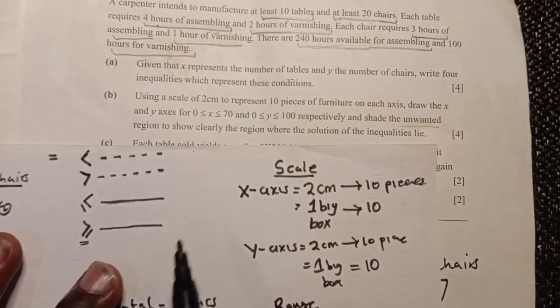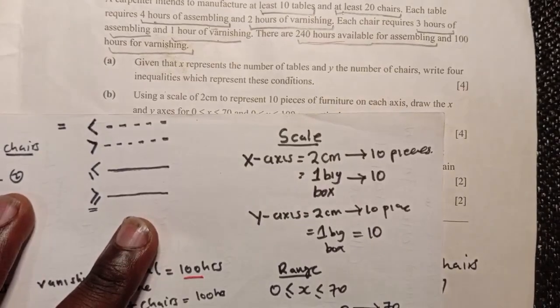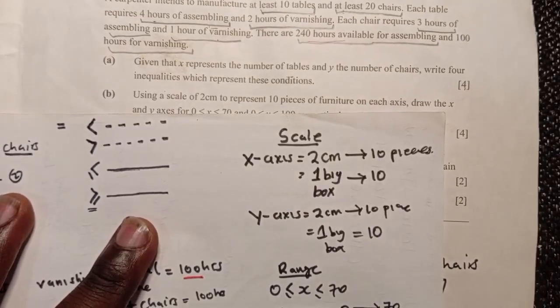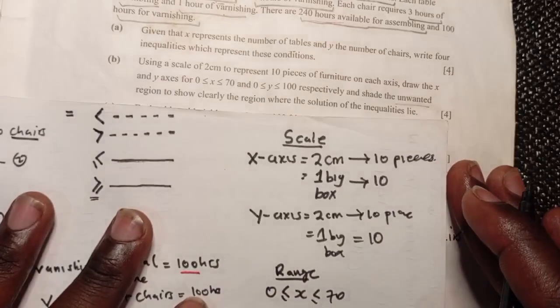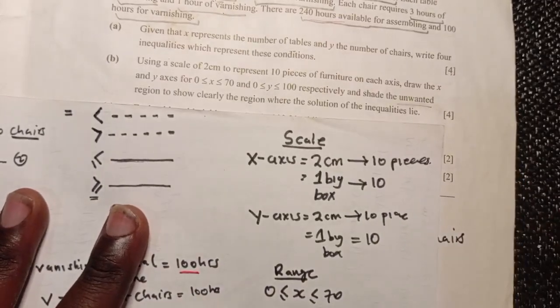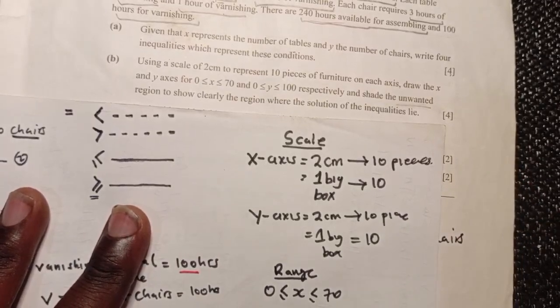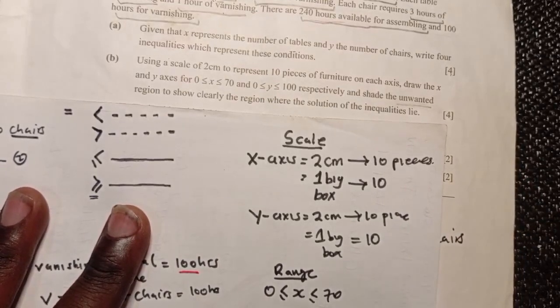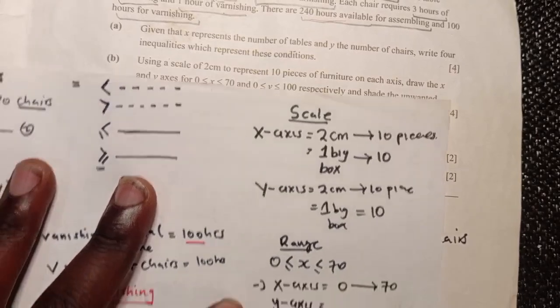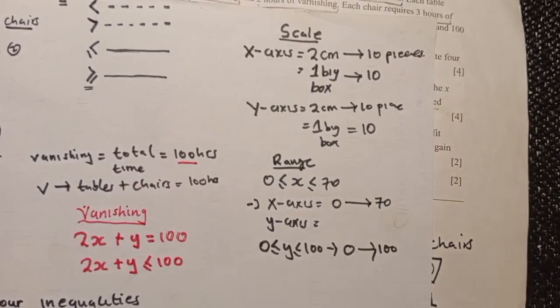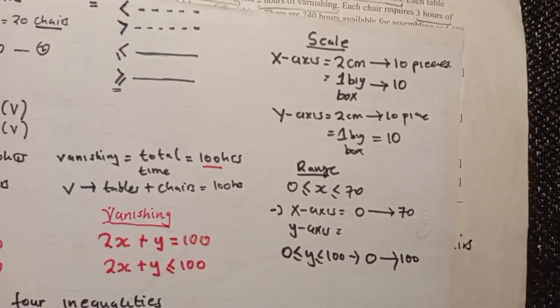Then on the y, you are told 0 is less than or equal to y, which is less than or equal to 100, meaning on the y-axis the numbers should start from 0 and the last one should be 100. This is what it means there. So now we go to the graph.